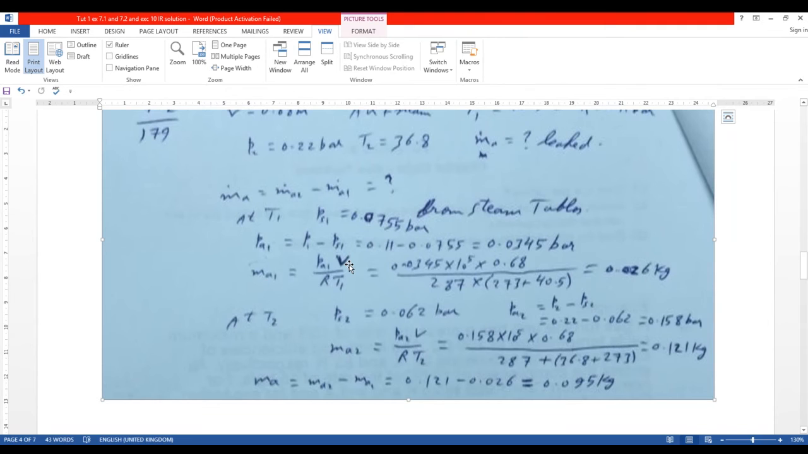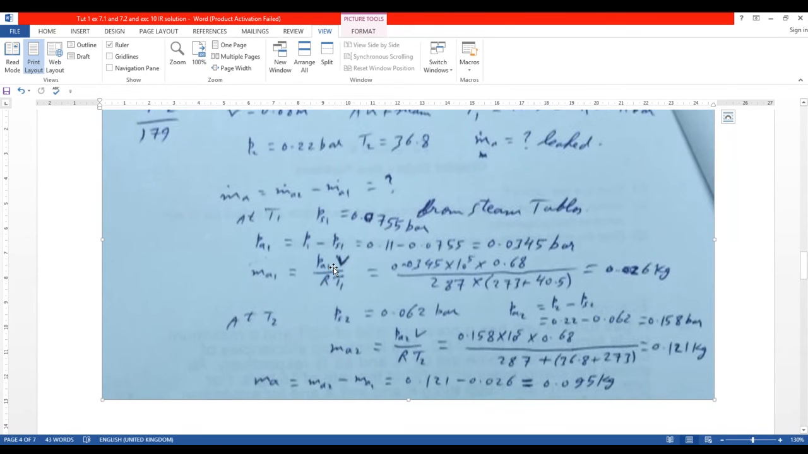Now PA1 we know, then we can find MA1, mass of air in condition 1. PA1 VA, which is the volume of air, over RT1. V air is the same as the volume of the cylinder. For steam and for air, it will be the same volume. So this is V of the cylinder, or the vessel, which is given. And R is constant, and P1 we know, PA1 we found, so we can calculate MA1.